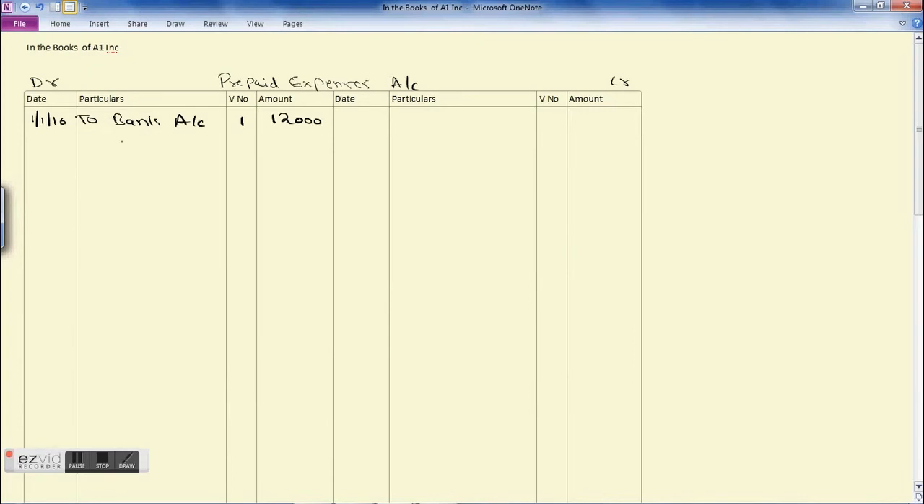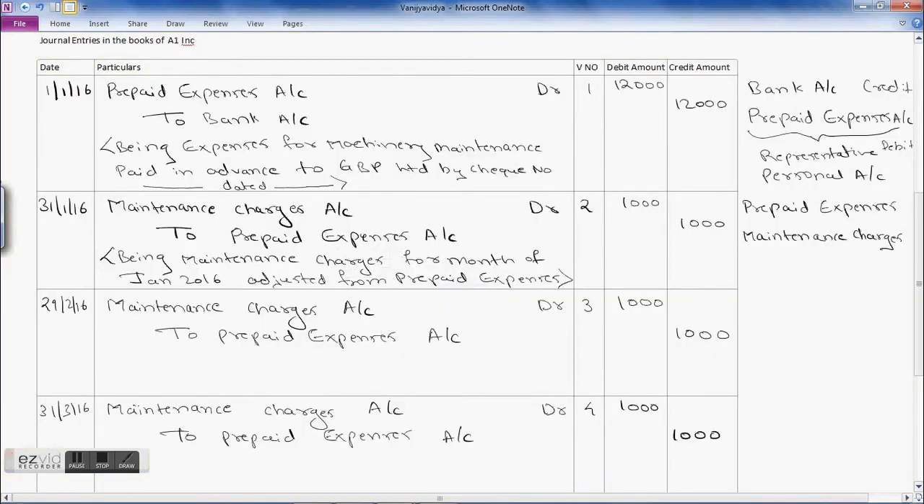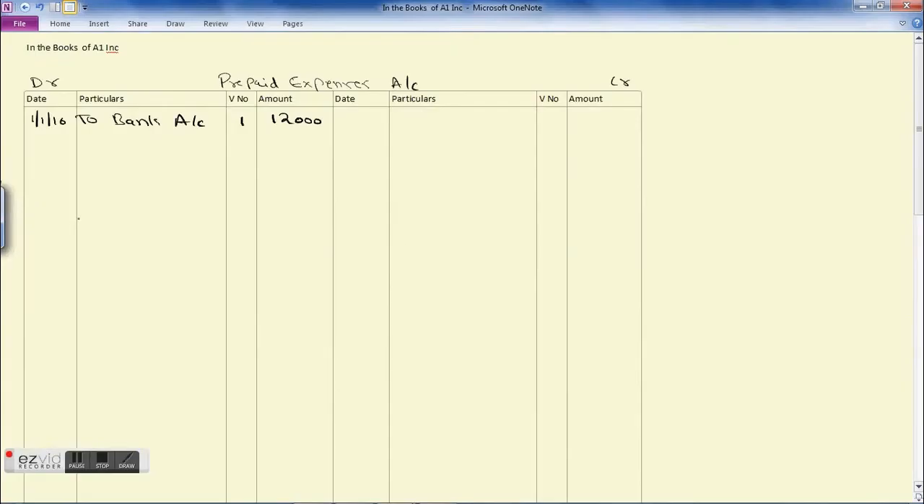Now second effect of this entry will go on credit side of bank account, but in this example we have not prepared the bank account. If we would have prepared it, on the credit side of bank account we would have written by prepaid expenses account 12,000. Since there is only one entry, I have not prepared it. Now the entry on 31st Jan 2016, maintenance charges account debit to prepaid expenses account 1000.